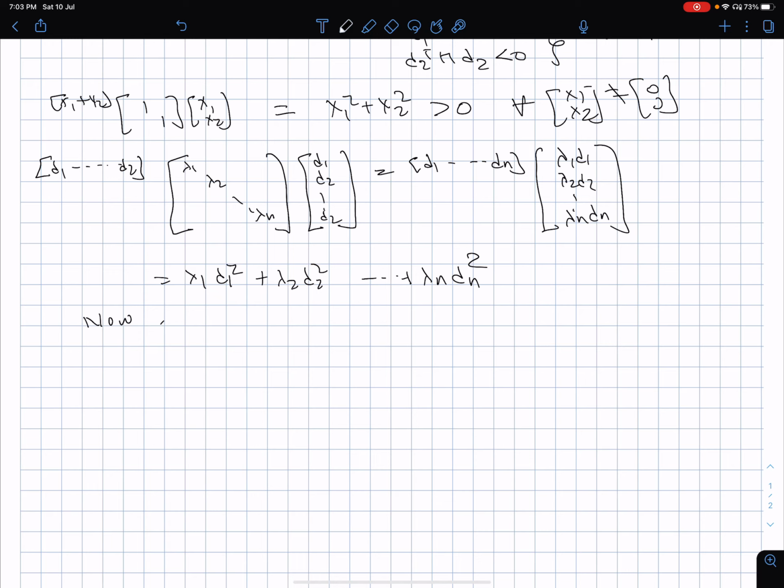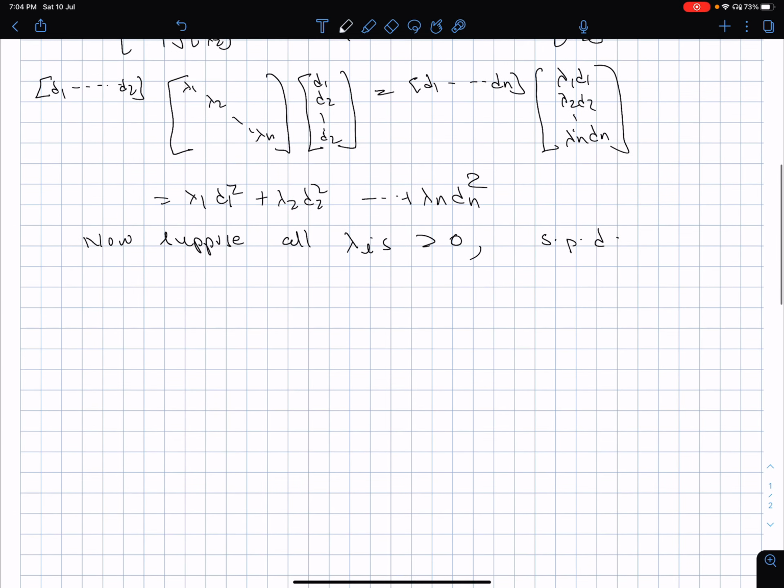Now suppose all lambda i's are greater than 0. Then it is clear that if the vector d is not equal to 0, you are looking at a sum of non-negative terms with at least one term positive. So therefore this matrix will be symmetric positive definite. Anyway, a diagonal matrix is symmetric.